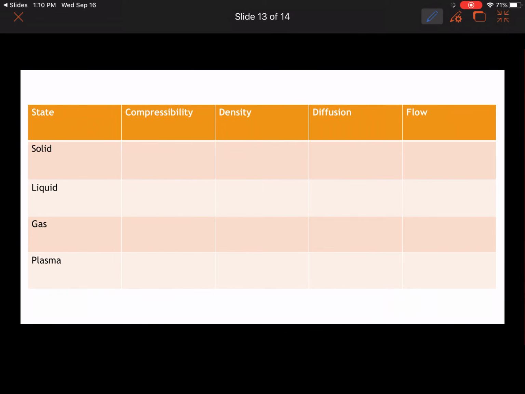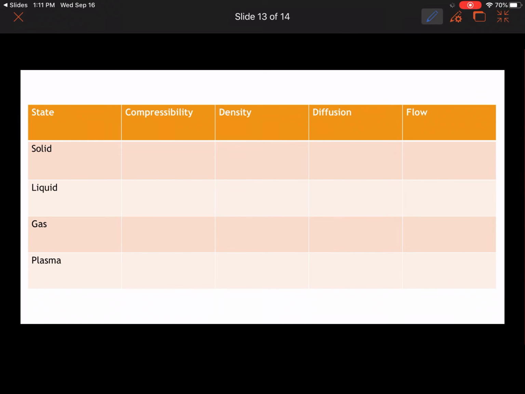Now we're going to go through here and put our different states. We've got solid, liquid, gas, and plasma, and we're going to talk about the 4 different properties. Number 1, solid. Can you compress a solid? Can you make a solid take up less space? Sometimes people think yes here, but they're really just changing the shape of it, like if you cut something up. If you cut something up, you're not actually changing the volume, you're just changing the shape.